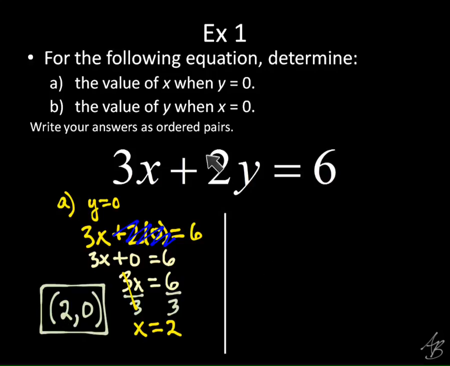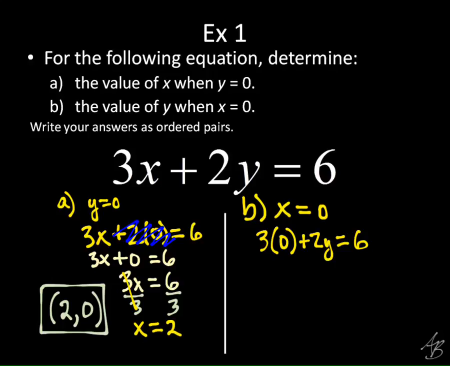All right, so let's do the same thing, except this time we want to find the value of y when x equals 0. So for part B, we're going to start with x equals 0. Who can tell me what that equation is going to look like with x equals 0 in there? Garrett? 3 times 0 plus 2y. Perfect. So 3 times 0 plus 2y equals 6. And just like last time, that term with the 0 in it is just going to disappear, because 3 times 0 is 0, and 0 plus anything is the same thing. So it's really just 2y equals 6.